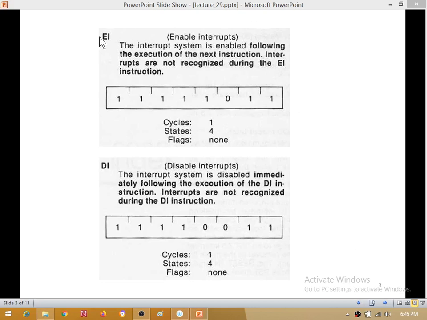Let us look at the EI instruction and the DI instruction. Both these instructions only occupy 1 byte. The EI stands for enable interrupts. So if this instruction you have written gets executed, then it is going to turn on all the interrupts that can be enabled by the software, that can be enabled by your program. Similarly, if you execute the DI instruction, it is going to disable all the interrupts which can be disabled through your program or through your software.